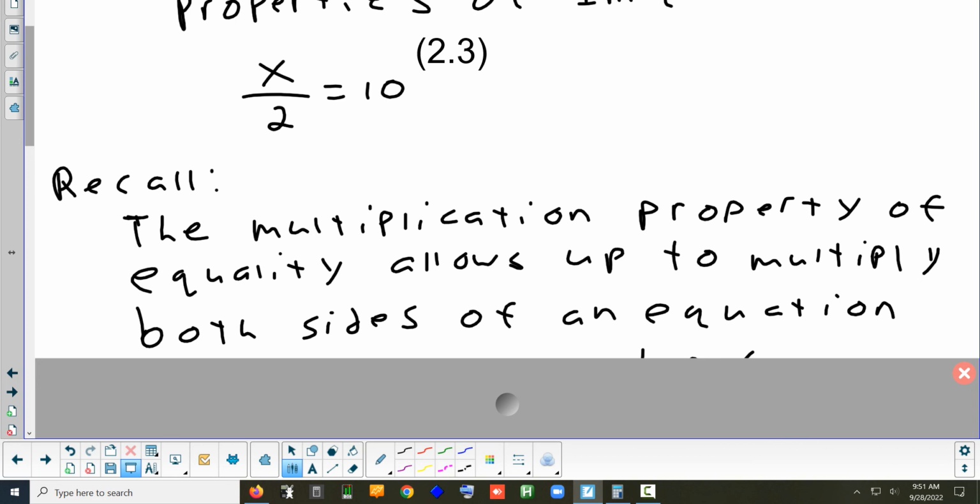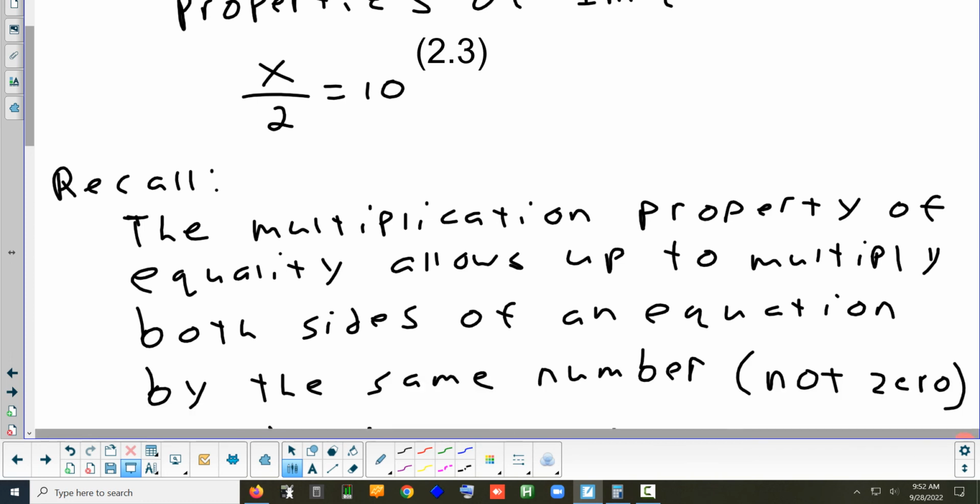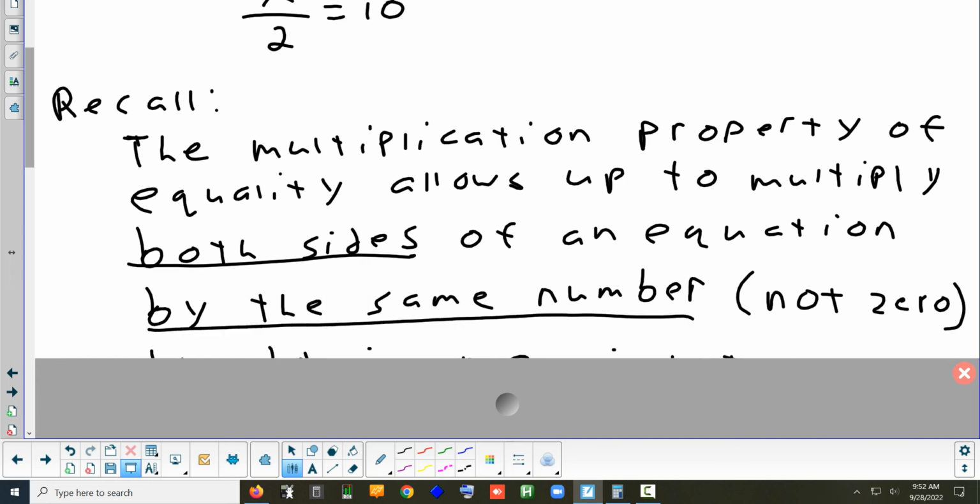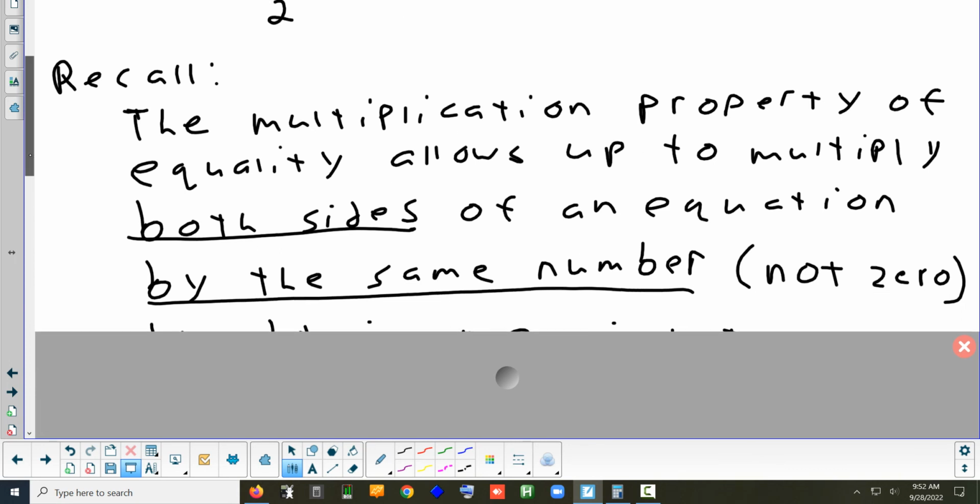When we're dealing with equations, the multiplication property of equality allows you to multiply both sides of an equation by the same number. Again, you don't have to write that down, just a reminder of what it is. The only number you can't multiply both sides by is 0, because if you multiply by 0, then you wipe everything out. So that's the multiplication property that we used with equations last week and the week before.